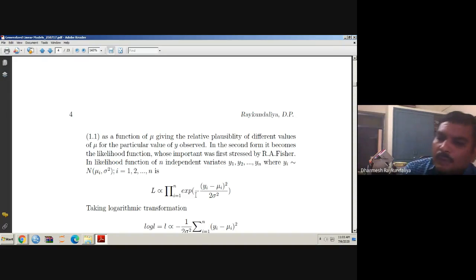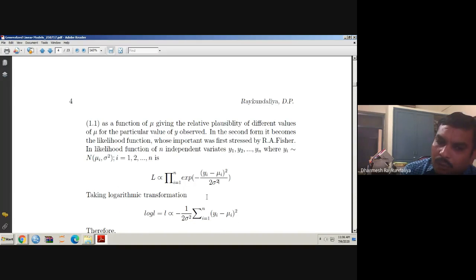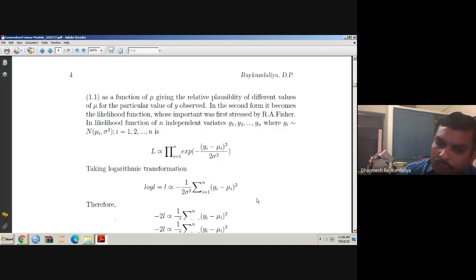So that is the exponent of e raised to minus (yi minus mu i) square upon 2 sigma square. But we know that if we wish to obtain the estimate of the parameters, what do we do? We take the likelihood function. If we take the log of this likelihood function, we denote it as a small l, and small l is nothing but minus 1 upon 2 sigma square summation (yi minus mu i) square.